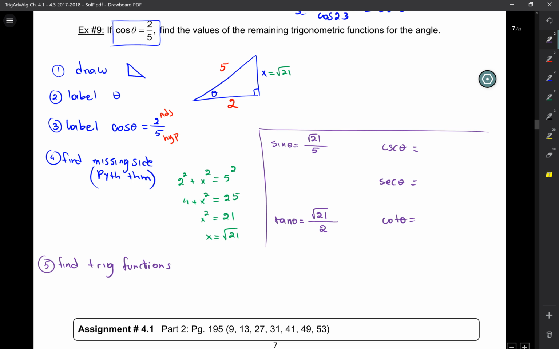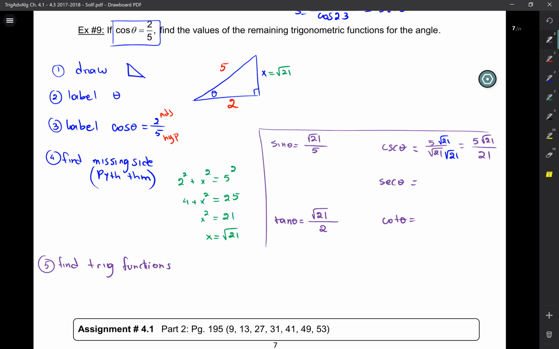Cosecant of theta, I just take the sine and flip it. So, 5 over root 21. But can I leave it like that? No, I need to multiply. This is 5 root 21 over 21. Now, if you can go from 5 over root 21 to the final answer without writing what I wrote in blue, that's fine. If you need to write it, totally fine.